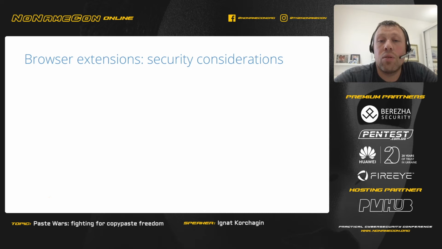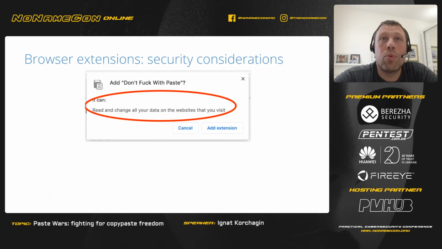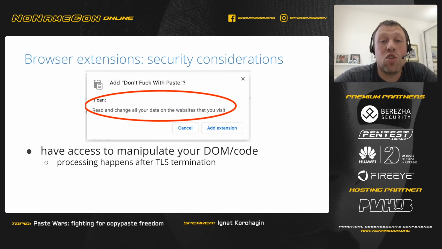So think about that. For example, if you try to install one of the most popular paste unblocking extensions in Chrome, you will get a warning from your browser like this, which says that the extension you're about to install can read and change all data on the websites that you visit. So basically, by design, these extensions have full access to manipulate your document object model or JavaScript code, so they can inject or remove from your browsing data anything they want.